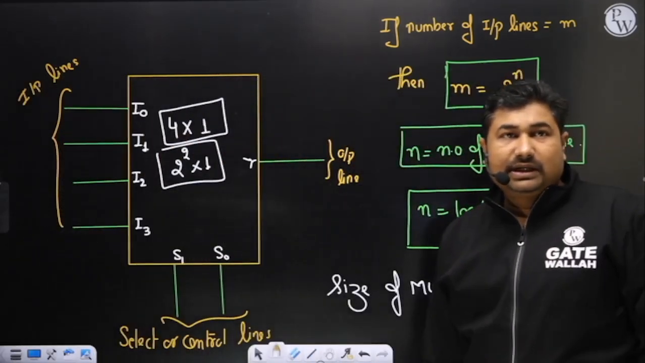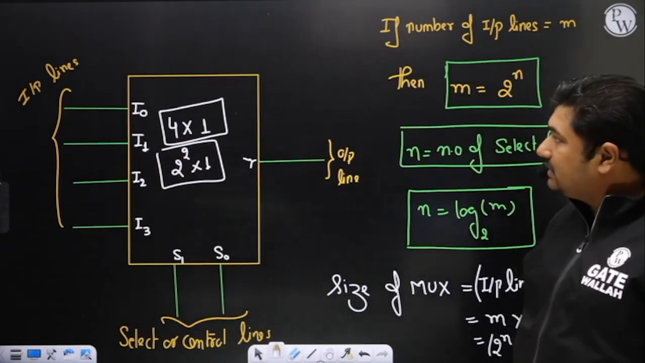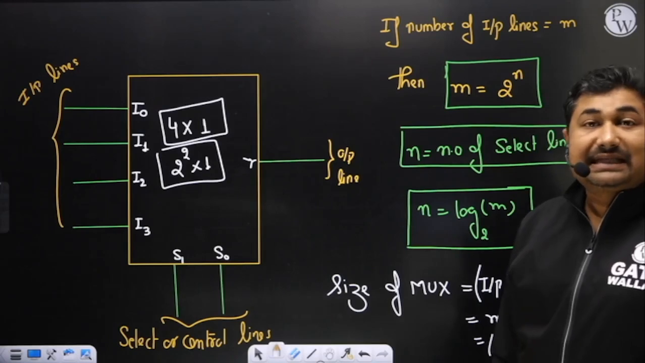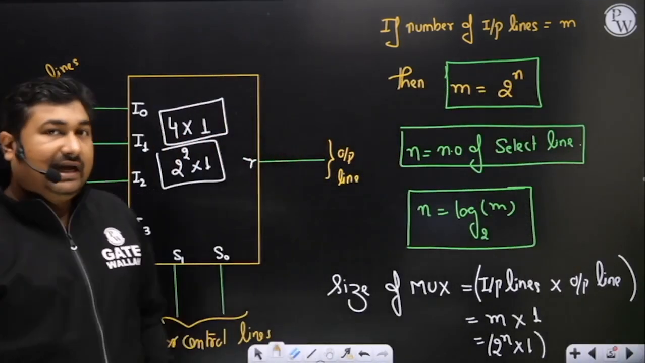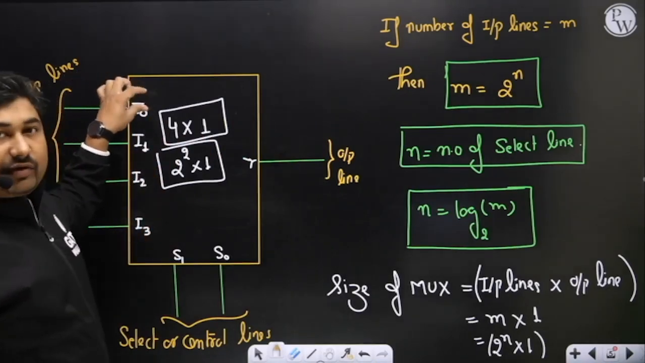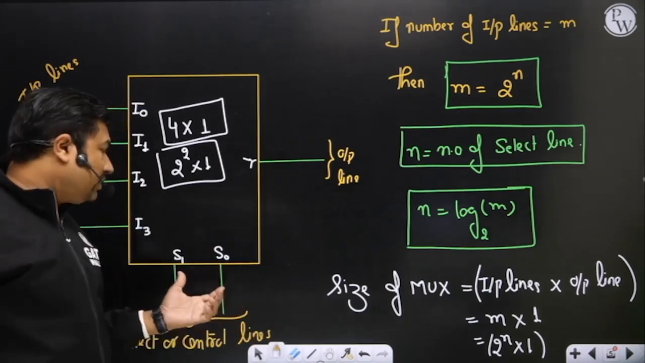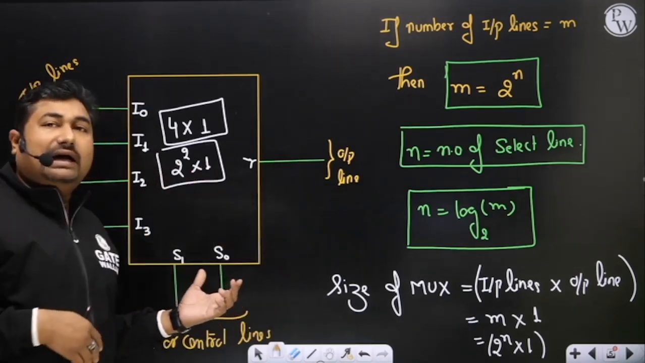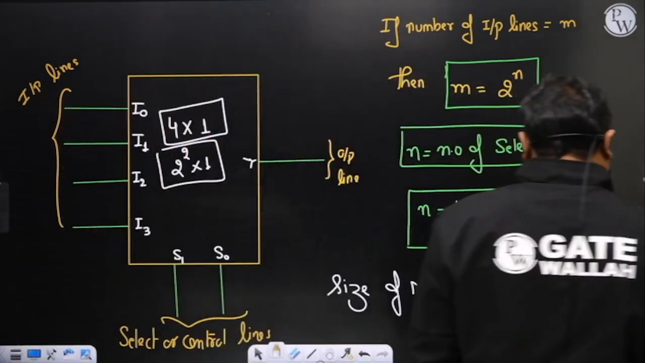So, now we know the relation between select lines and number of input lines. Also, we know how to represent the size of the multiplexer. We also know how, conventionally, we have to take input lines. Input lines are always conventionally taken from top to bottom as MSB to LSB. Conventionally, select lines are always taken from right to left, and that is LSB to MSB. Is it okay? Great, sir.